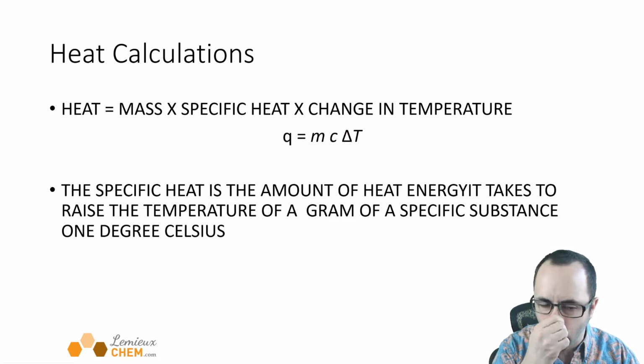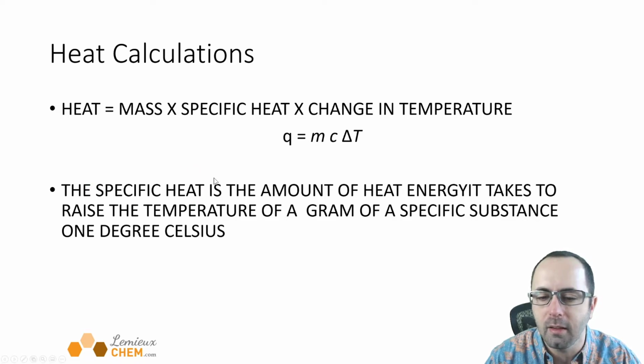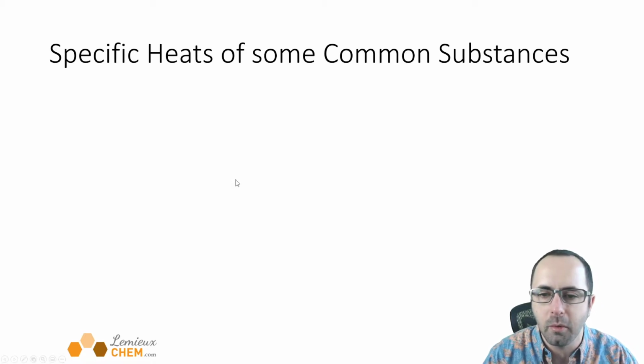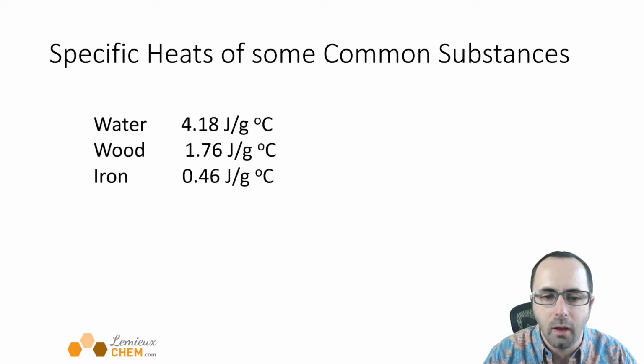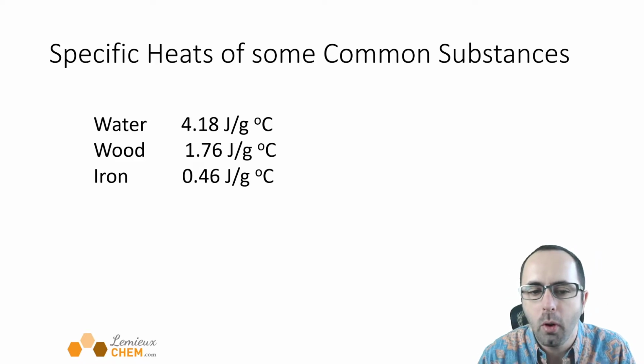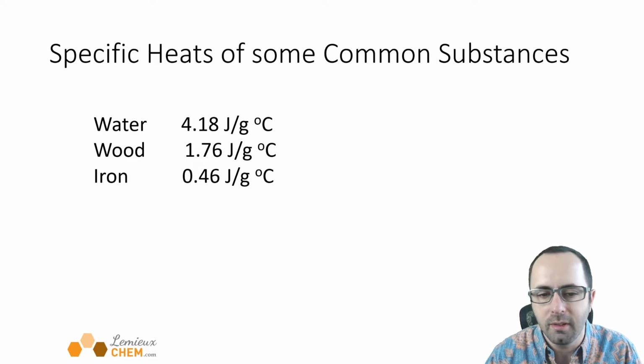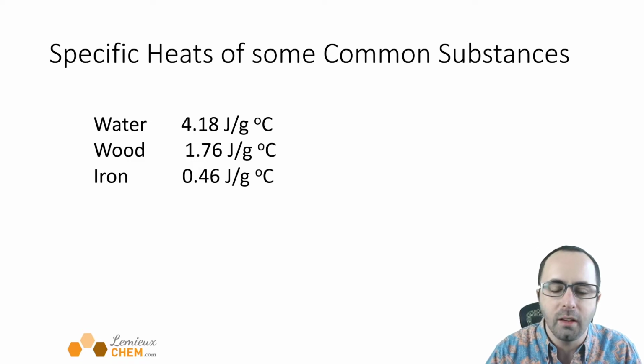So the specific heat, or the specific heat capacity as it's also called, is defined as the amount of heat energy that it takes to raise the temperature of 1 gram of a particular substance by 1 degree Celsius. So let's look at some specific heats for some common substances. Here they are in joules. So water has a specific heat capacity of approximately 4.18 joules per gram per degree Celsius. So that means it takes 4.18 joules of energy to raise the temperature of 1 gram of water by 1 degree Celsius.